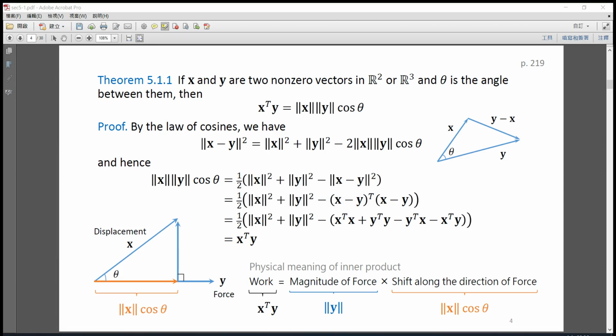In this slide, we introduce Theorem 5.1.1. If x and y are two non-zero vectors in R2 or R3, and theta is the angle between them, then x transpose y equals the 2 norm of x times the 2 norm of y times cosine theta. In view of Theorem 5.1.1, we are able to define the angle between two vectors in terms of the scalar product. That is, cosine theta equals x transpose y divided by the 2 norm of x times the 2 norm of y.